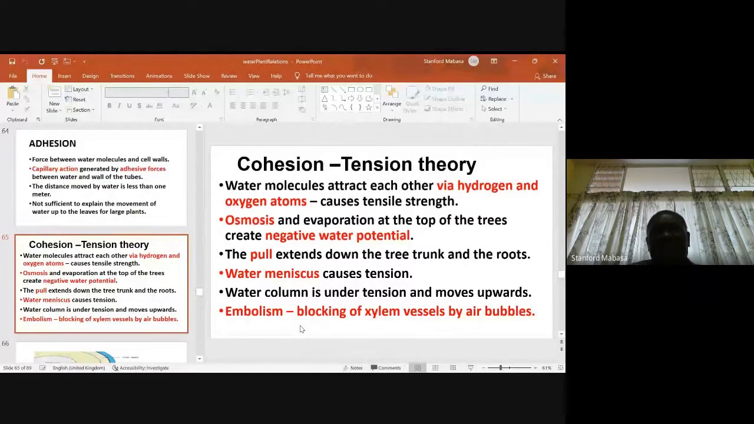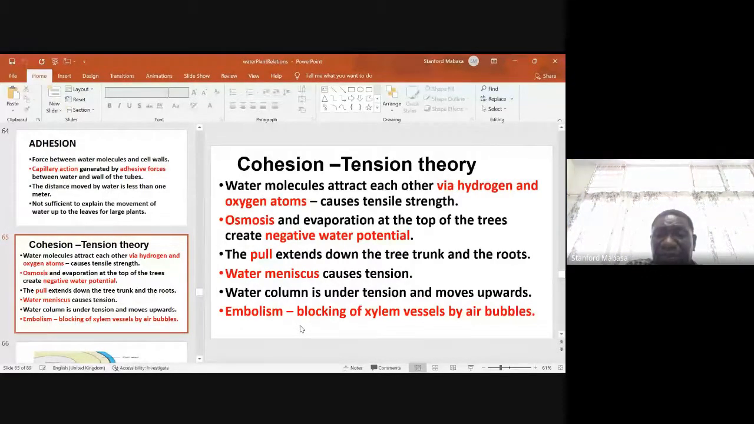Now, sometimes we may have blockages of water movement where we have xylem vessels being blocked by air bubbles. We call this embolism. It's like airlock.